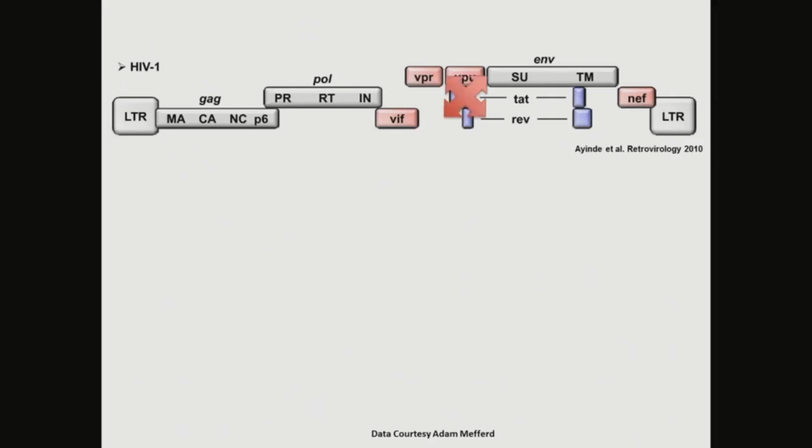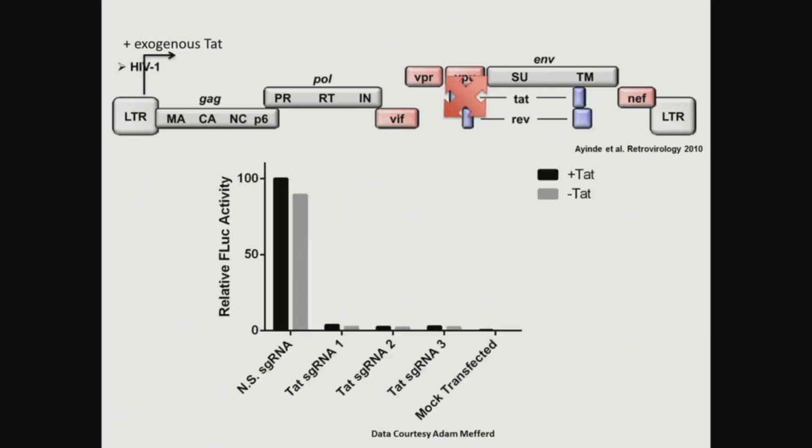So basically, if we hit TAT and get rid of most of it, and then add exogenous TAT back, if there are proviruses integrated that just have broken TAT, then we should see a rescue, right, with exogenous TAT. And what we see is that's not the case. So when you add TAT back, plus or minus, you don't see any rescue of the phenotype, which makes us think that these SPY Cas9 sgRNAs are cleaving up the pre-integration complex, which is very interesting because it's thought to be very protected after reverse transcription.